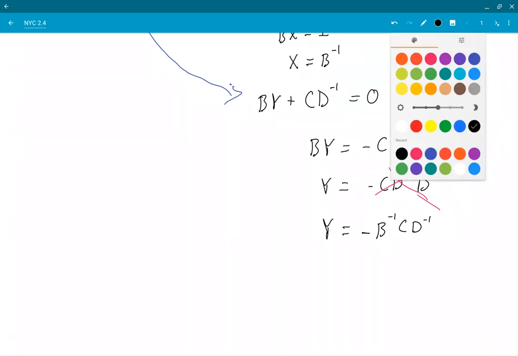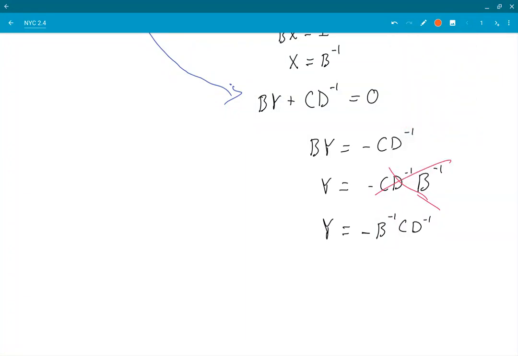Because you are doing the same operation to both sides, right? You're putting a B inverse here on the left of the expression. So you put a B inverse right here. All right, I think I'm done.